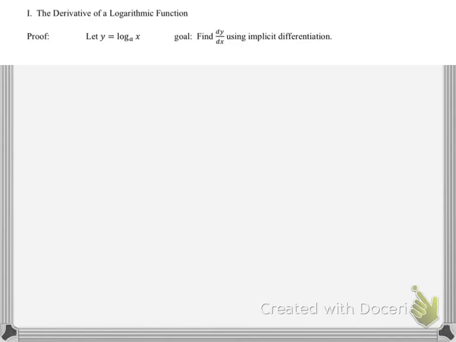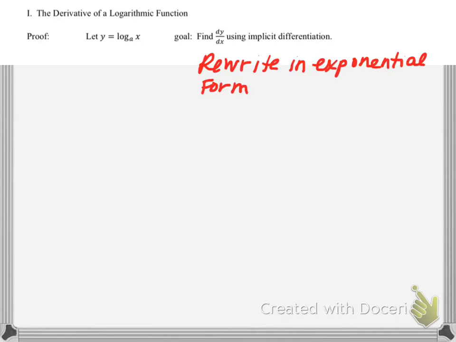In this video, we want to determine the derivative of a logarithmic function. So we'll begin with y equals log base a of x, and we'll take this equation and rewrite it in exponential form. This will give us a to the power of y is equal to x. So now we're going to take the derivative of both sides of the equation with respect to x, which means we're using implicit differentiation.